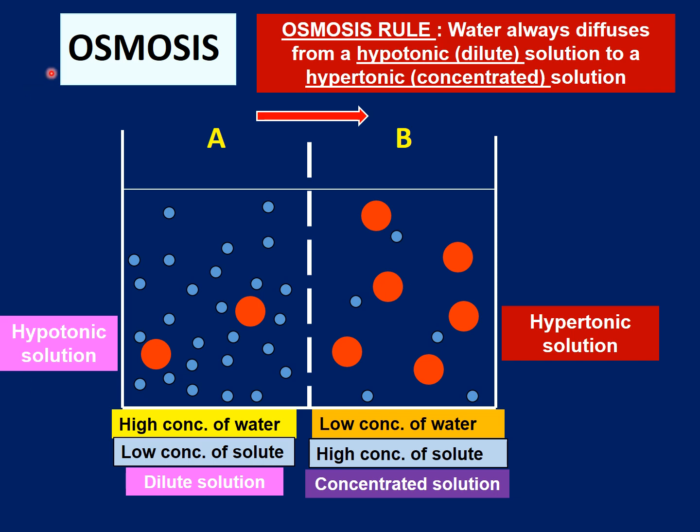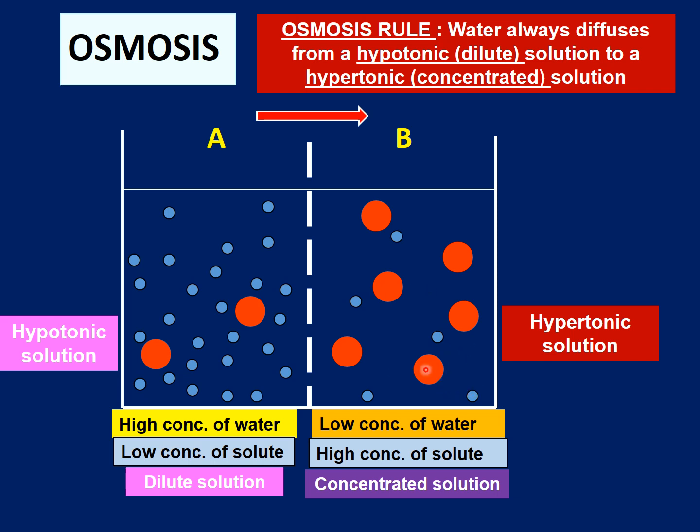Let's revise the osmosis rule once again. It says that water always diffuses from a hypotonic or dilute solution to a hypertonic or more concentrated solution, right? So if we have two solutions, A and B, A has higher concentration of water molecules here, or higher water potential, but lower concentration of solute. B has lower concentration of water, but higher concentration of solute.